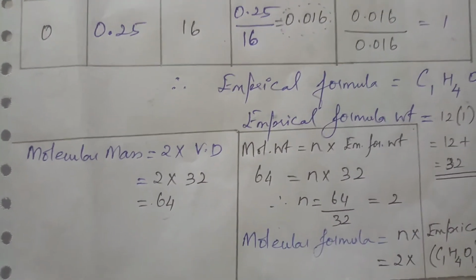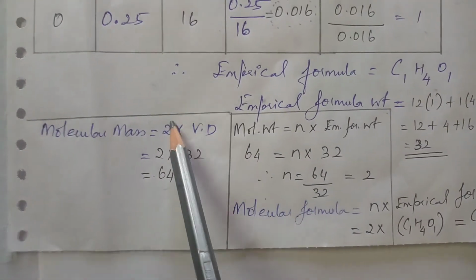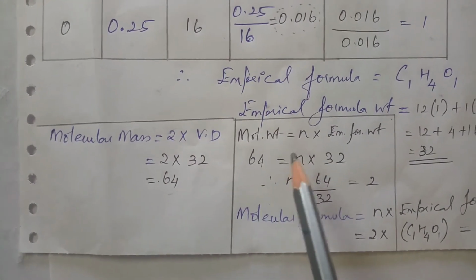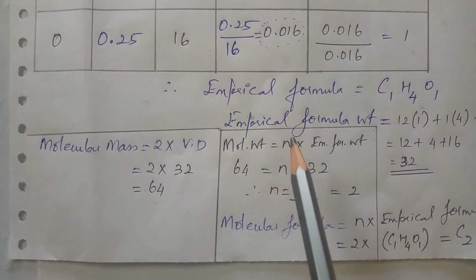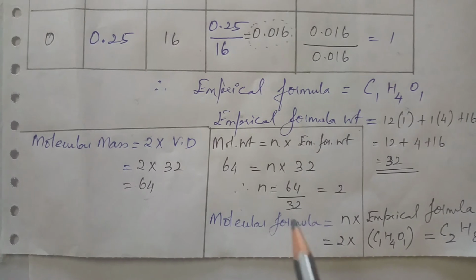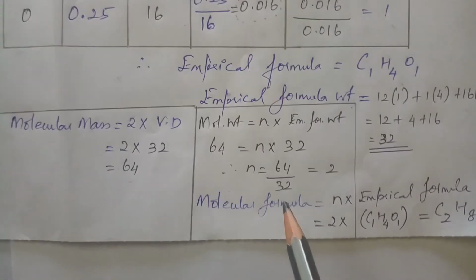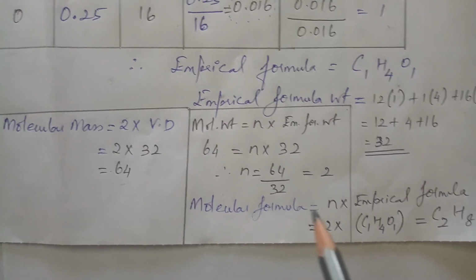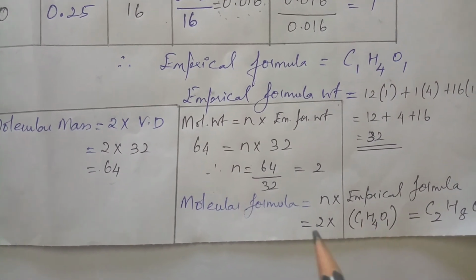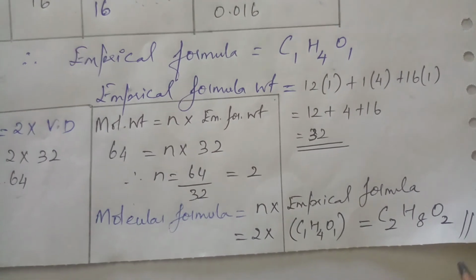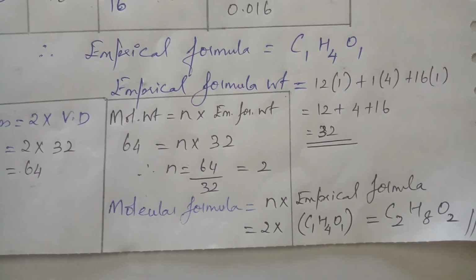So when vapor density is provided we need to make use of all three formulas. The first formula is the vapor density formula, the second one is molecular weight. Molecular weight is equal to n into empirical formula weight. So the molecular weight is 64 gram, which is equal to n into 32, the mass of the empirical formula. Therefore the n value obtained is 2. From this we can calculate the molecular formula. The molecular formula is equal to n into the empirical formula. We know the empirical formula is C1H4O1. When we substitute here, with n equal to 2, finally we get the molecular formula as C2H8O2. So this is the molecular formula of the given compound.